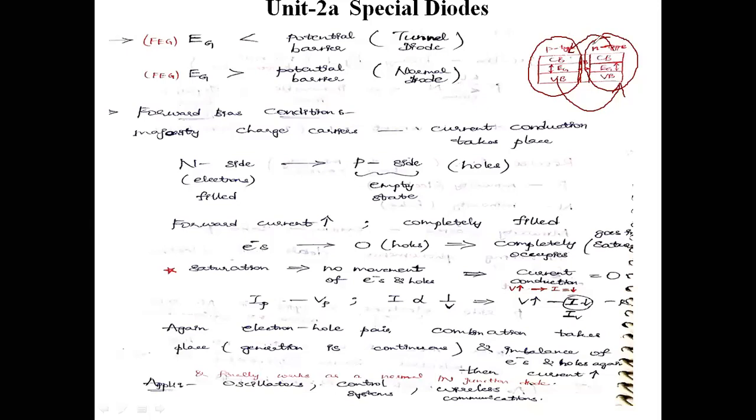After all the water is poured, conduction does not take place here. That is the saturation condition. Whenever that n region possesses the maximum amount of charge carriers, completely filling up this p-type semiconductor material, then no conduction takes place. It reaches the saturation region. Again, some charge carriers will move into this n region, electron-hole pairs are generated, and the process continues.